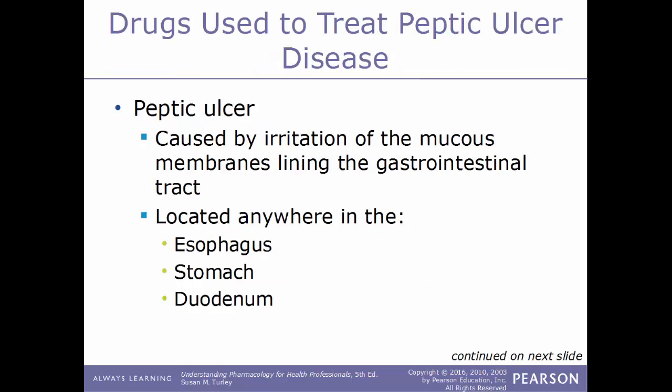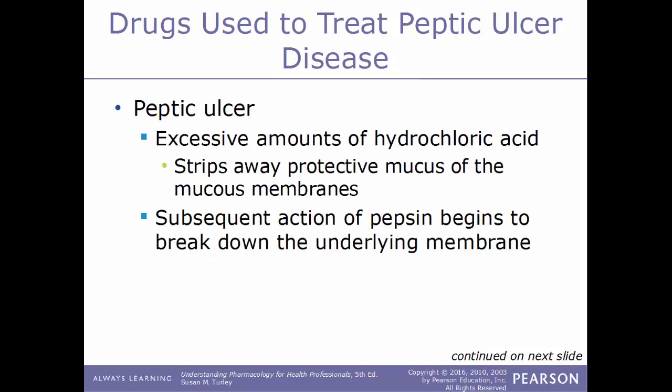I'll now move on to drugs that are used to treat peptic ulcer disease. Now, a peptic ulcer is caused by irritation of the mucous membranes that line the gastrointestinal tract. So these can be found anywhere within the esophagus or the stomach or the duodenum, which is the first part of the small intestine. And what happens here is excessive amounts of hydrochloric acid basically eat away at the protective lining of the mucous membranes. And after that, the subsequent action of pepsin begins to break down the underlying tissues.